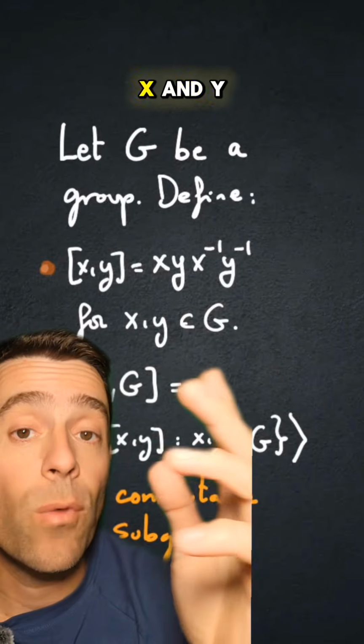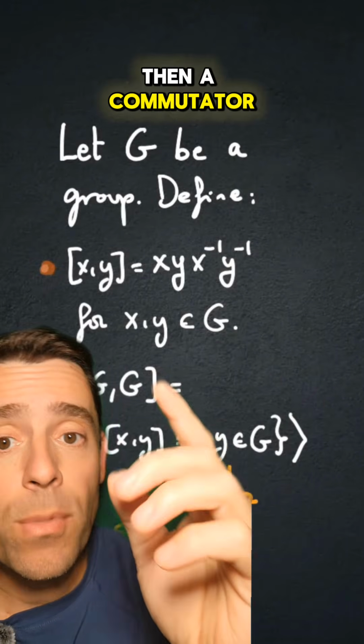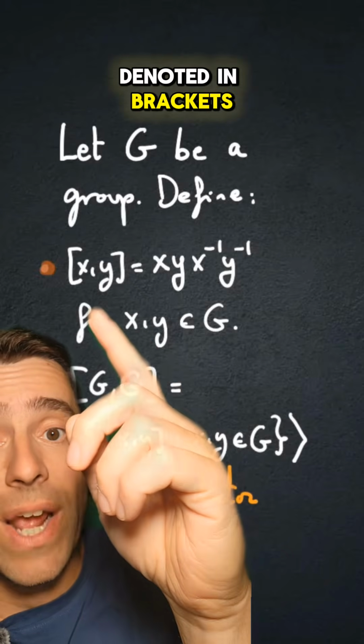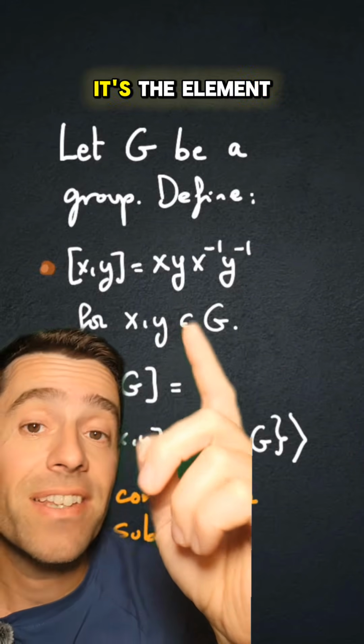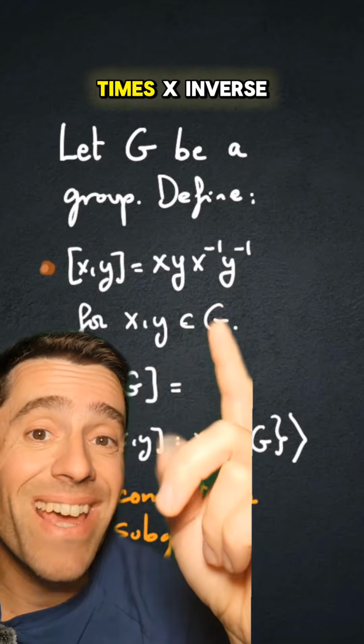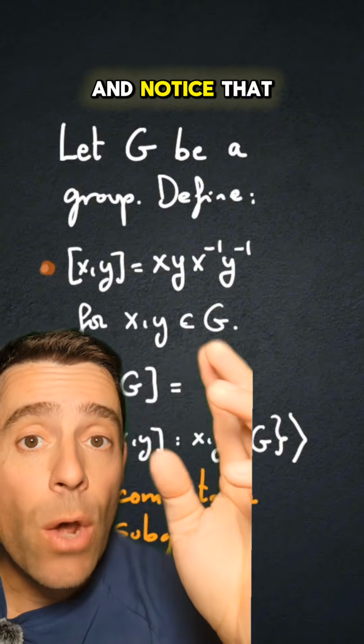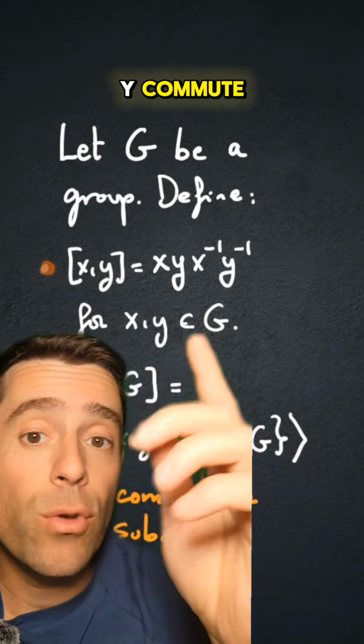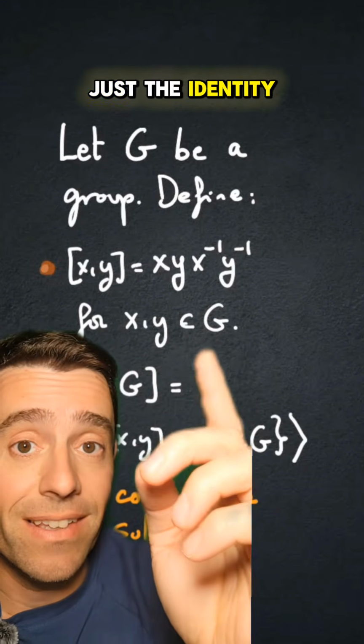If G is a group and X and Y are elements of the group, then a commutator, which is usually denoted in brackets [X, Y], is the element X times Y times X inverse times Y inverse. And notice that if X and Y commute, the commutator is just the identity element.